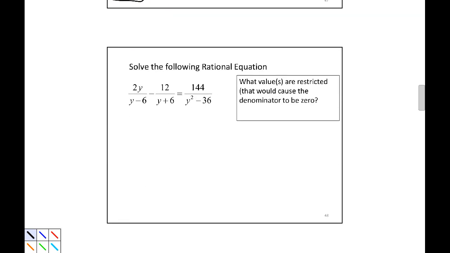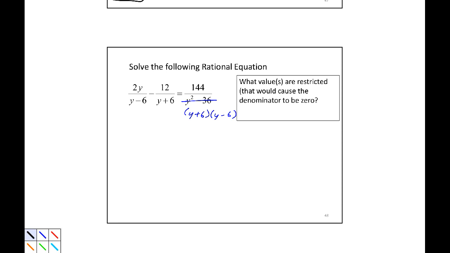For our next example, we have a term we need to factor. We need to factor y squared minus 36, that quadratic down there. Let's see, so that would factor as y plus 6 and y minus 6. So I'm just going to scratch that term out and act like that was my original denominator.